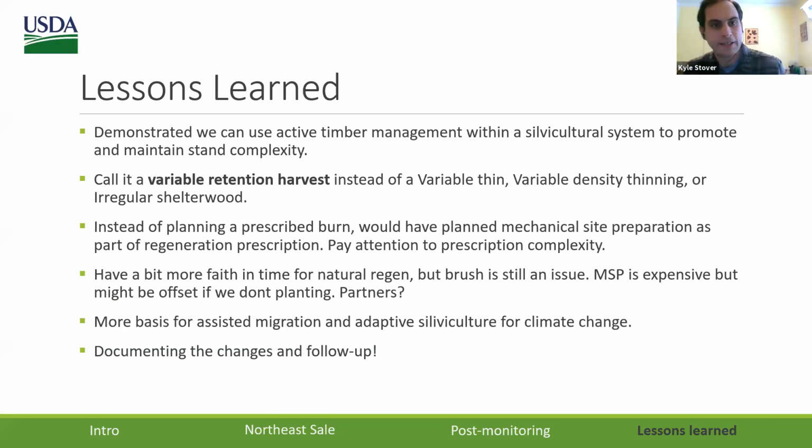So, some lessons learned. What I valued out of this was it demonstrates that we can use active timber management in some of these old mixed stands within the silvicultural system to maintain stand complexity.